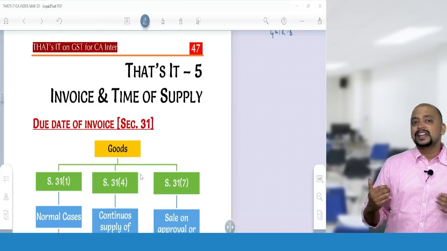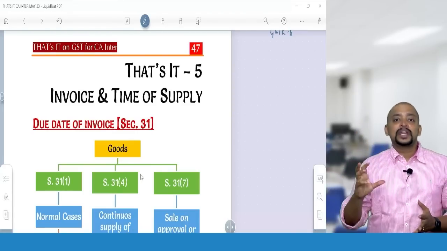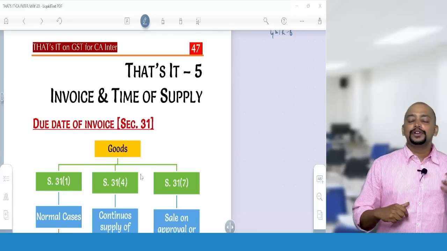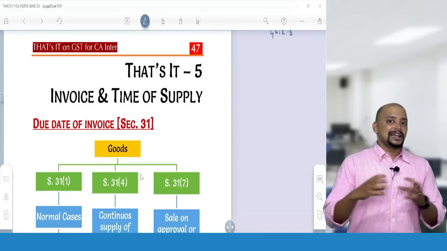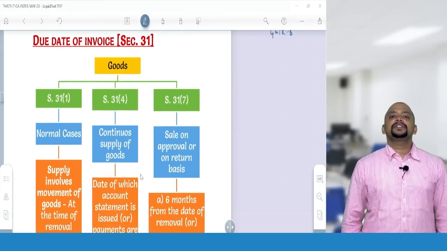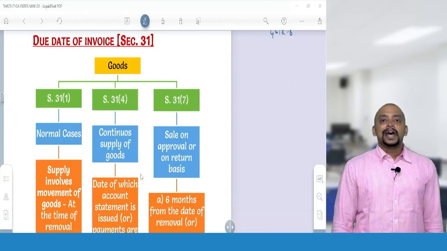And in this invoice and time of supply, actually time of supply alone cannot be separately learnt without knowing the due date of invoice, because due date of invoice and time of supply are connected. So that's the reason why we need to first learn due date of invoice. So due date of invoice is given under section 31. So due date of invoice for goods and for services.